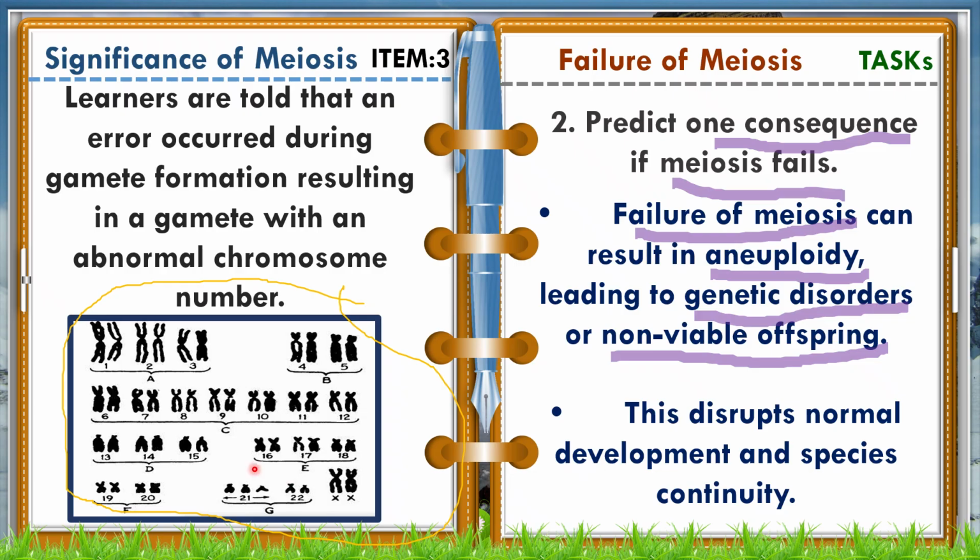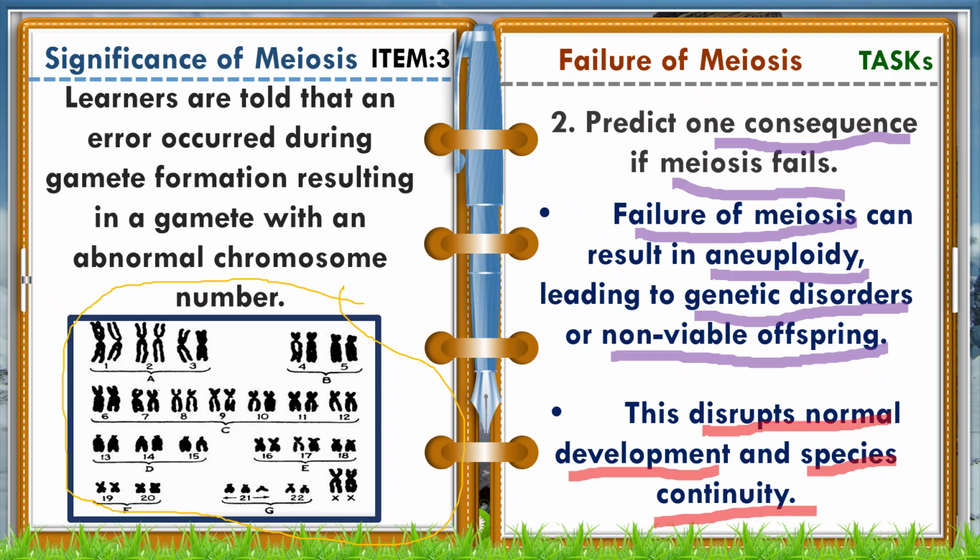When an extra chromosome is added to the total number of chromosomes, we call that aneuploidy. And it can result in genetic disorders or getting a non-viable offspring. So we say that this disrupts normal development and species continuity.